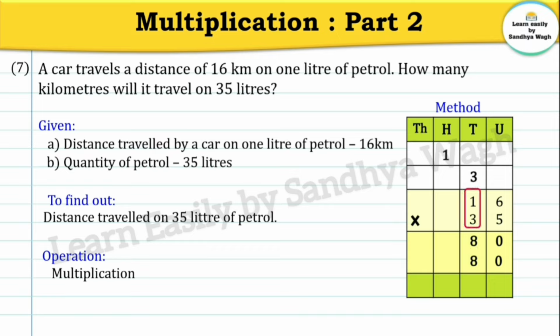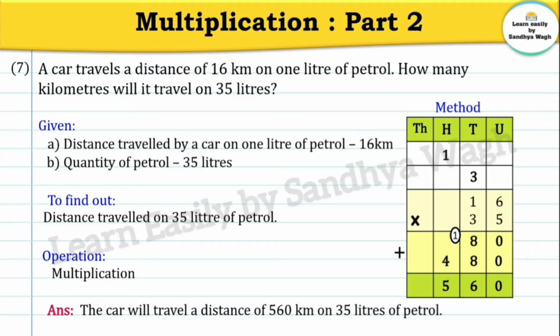Now 3 1s are 3 plus 1, 4. Let's add these numbers. 0 plus 0, 0. 8 plus 8, 16. So we will write 6 over here. 1 will go as a carry over. And 4 plus 1, 5. So our final answer is the car will travel a distance of 560 kilometers on 35 liters of petrol.